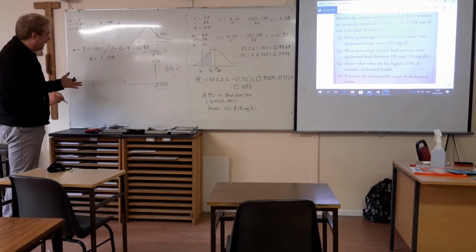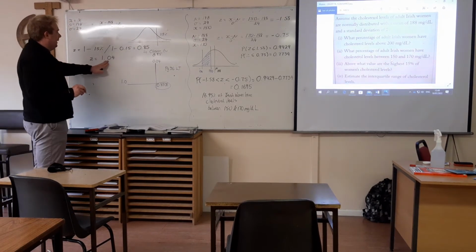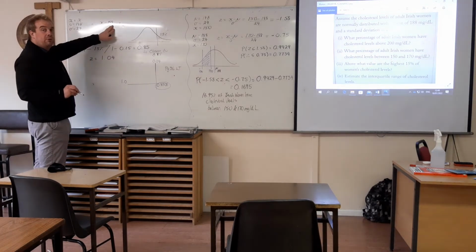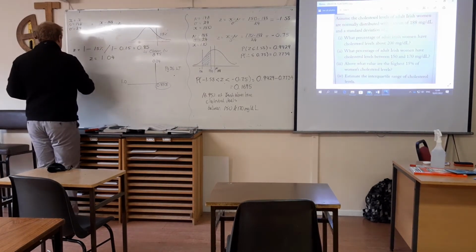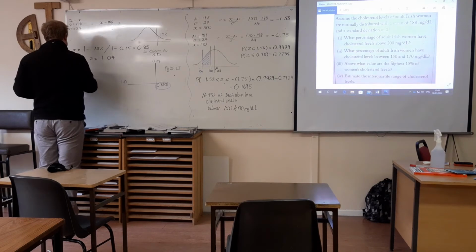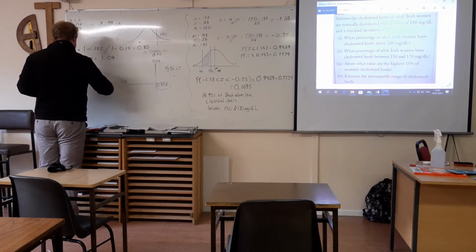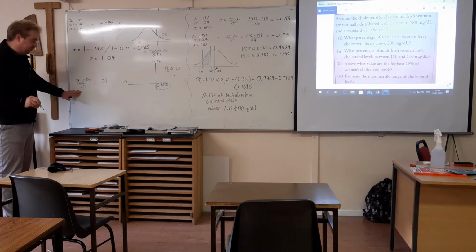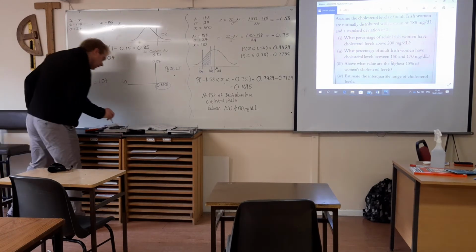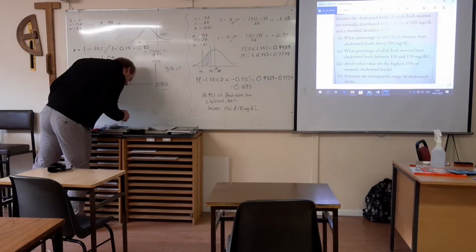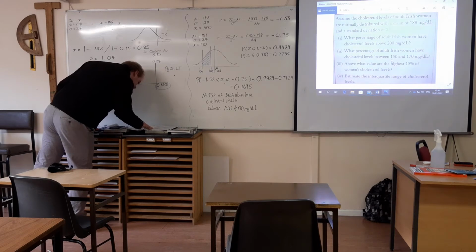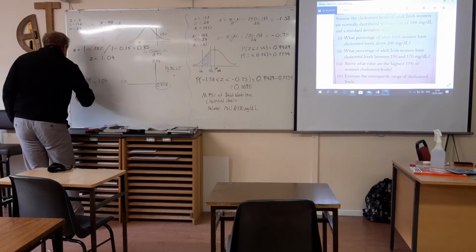So once we have the 1.04, I can now take that and let that equal my original formula, which allows me to find the value for X. So X minus 188 over 24 must equal the Z value, which I've just worked out from the tables. We do the very basic algebra on this to get X on its own. And what you're going to find there is that X comes out to be 212.96.